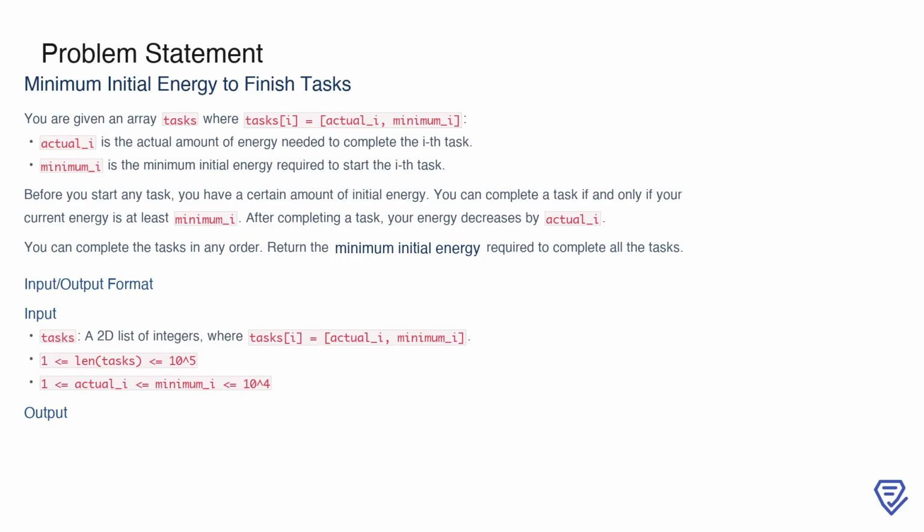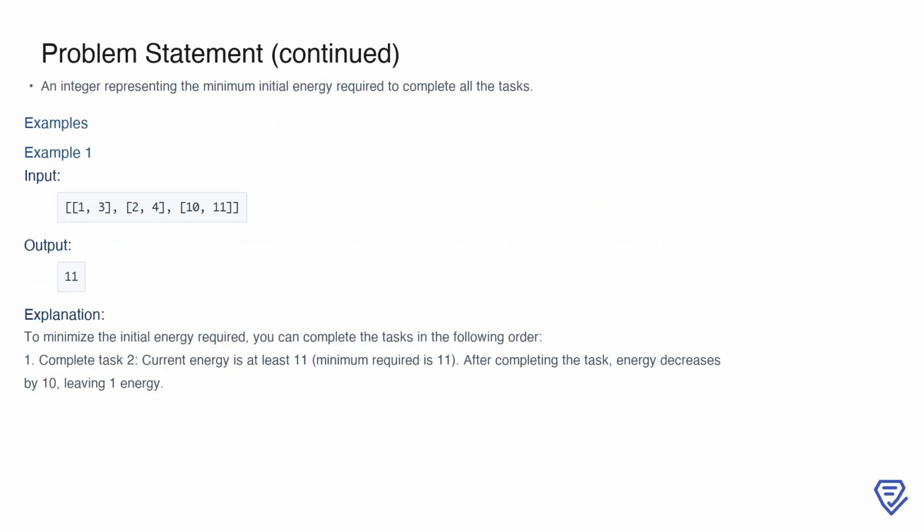Importantly, you are allowed to complete the tasks in any order, and your goal is to find the smallest initial energy that makes it possible to finish all the tasks. The function will take an input tasks, which is a list of these task pairs, and return an integer representing the minimum initial energy required.